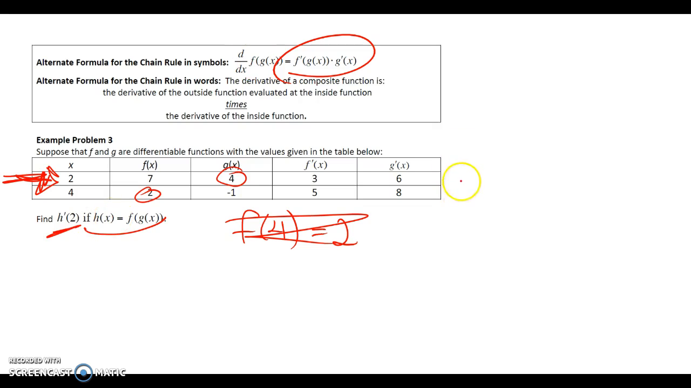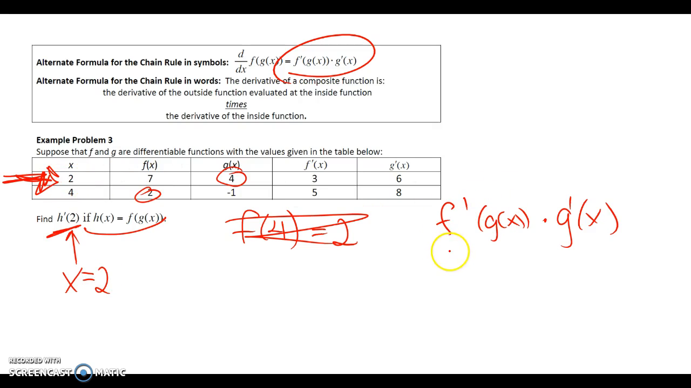Let's go back to what they said here. It's f prime of g of x times g prime of x. And notice x equals 2. So g of x, g of 2 is 4. So we'll do f prime of 4 times g prime of x. g prime of 2 is 6, isn't it? Now let's go back. f prime of 4 is 5. 5 times 6, that should be 30.